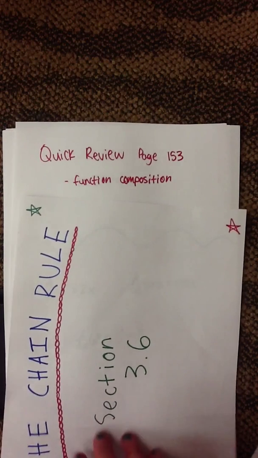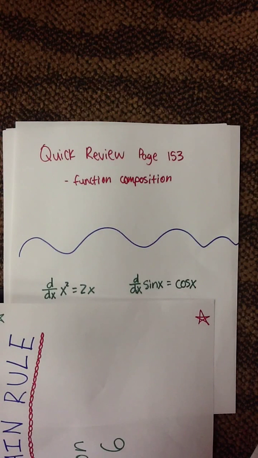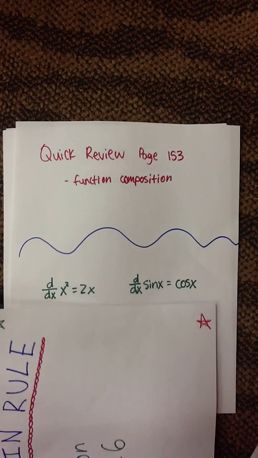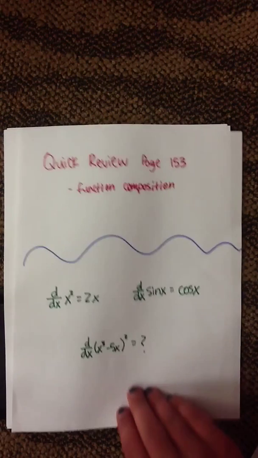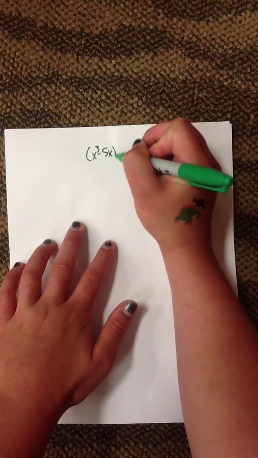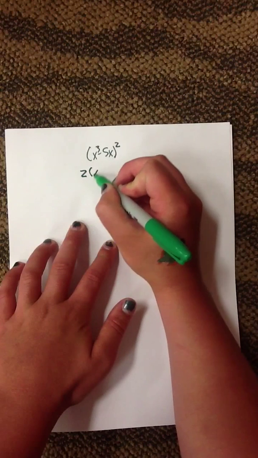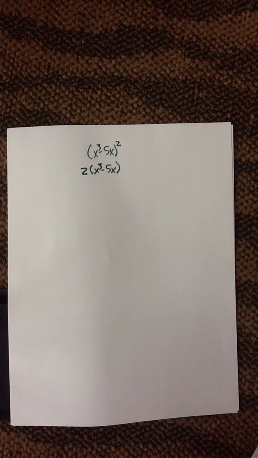Great job. Okay, so you know how to find the derivative of something like x squared or sine of x, but what about something a little more complex? What about the derivative of x cubed minus 5x quantity squared? Well, you could use the power rule like you've been taught. Just bring down the 2. That could be the derivative.